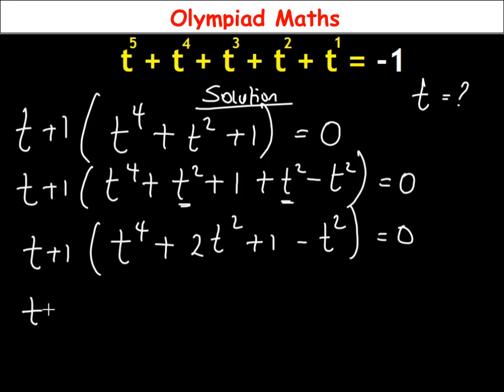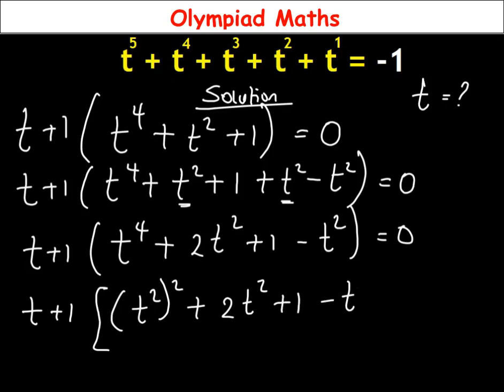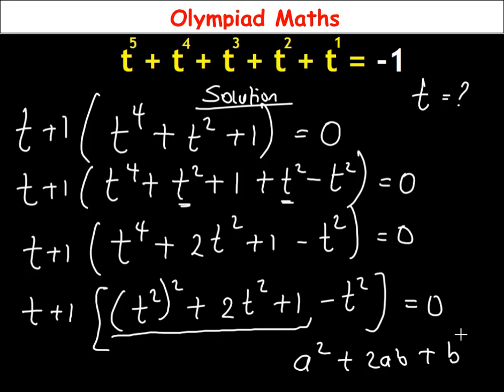With this, we have t plus 1 in bracket, t to the power of 4 can be written as t squared all raised to the power 2, then plus 2t squared, then plus 1 minus t squared is all equal to 0. At this junction, looking from here to here, this is in the form of a squared plus 2ab plus b squared. And this expression is for a plus b all squared, which will give us this expression. So in place of this, you can express this in this format.